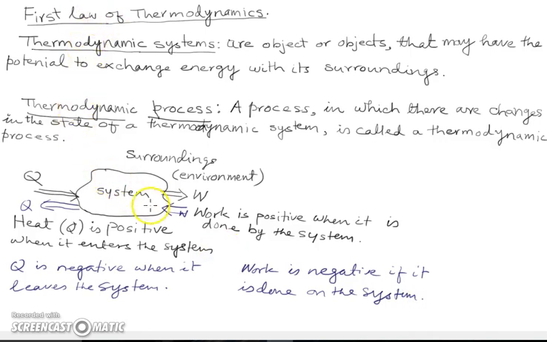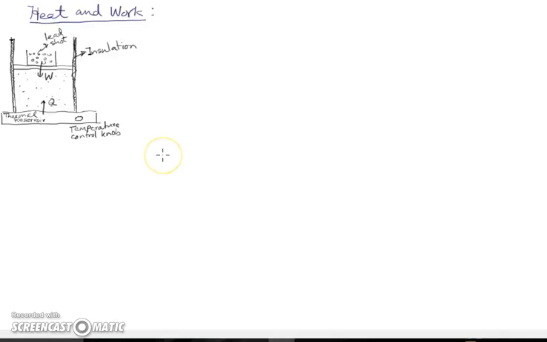Good. In this whole process, when heat Q is entering the system or leaving the system, work done by the system or work done on the system, we assume that all such changes occur slowly, with the result that the system is always in thermal equilibrium. All right, in this lecture, we'll talk about heat and work.